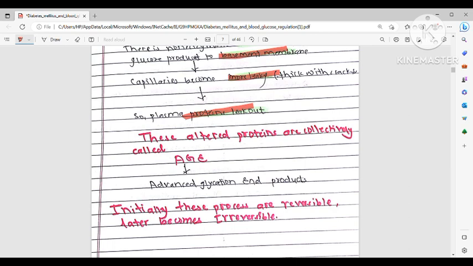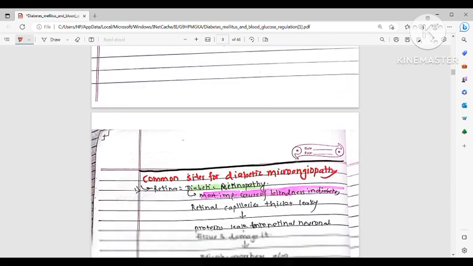In diabetes mellitus, there is an increase in glucose content, that is hyperglycemia. This glucose, as well as glucose products, binds to the capillary basement membrane. This leads to thickening of the basement membrane as well as formation of cracks in the basement membrane, so that there will be leakage of the proteins from the capillaries that leads to microangiopathy.